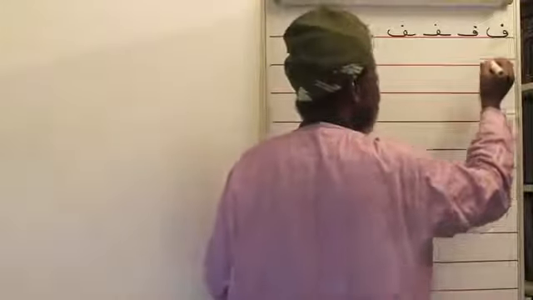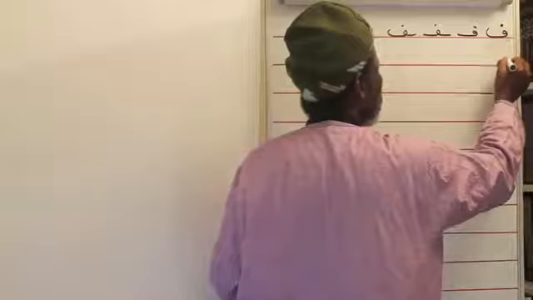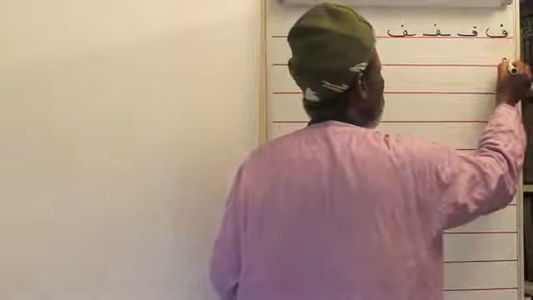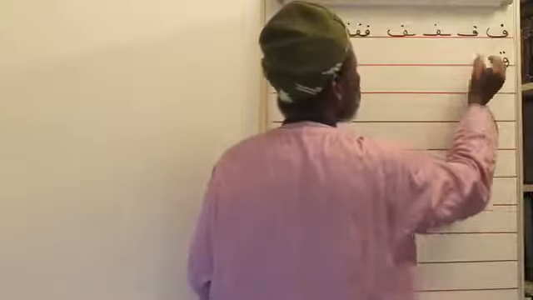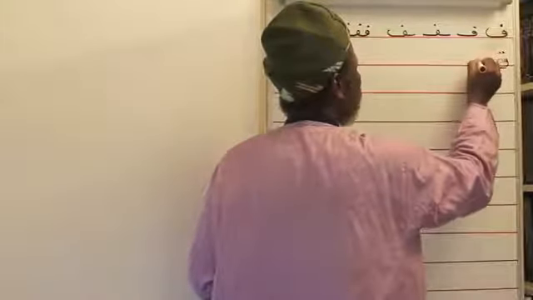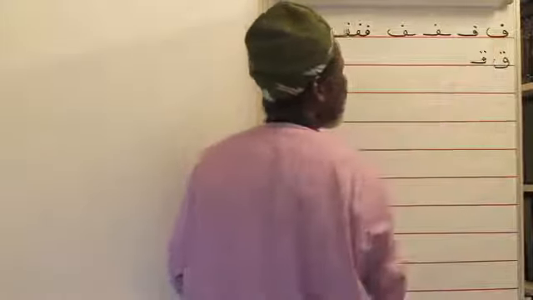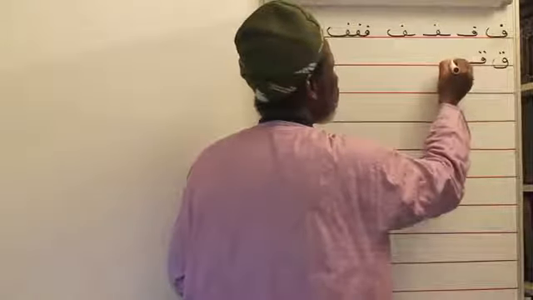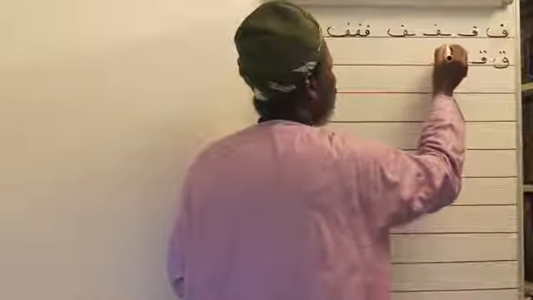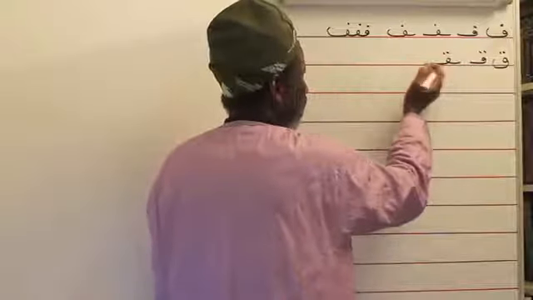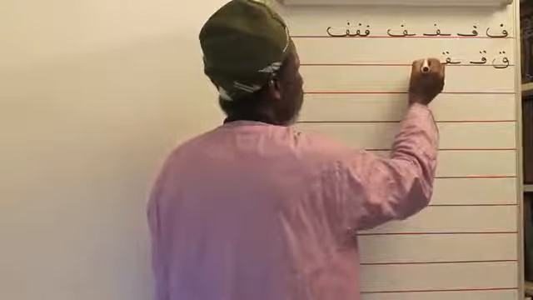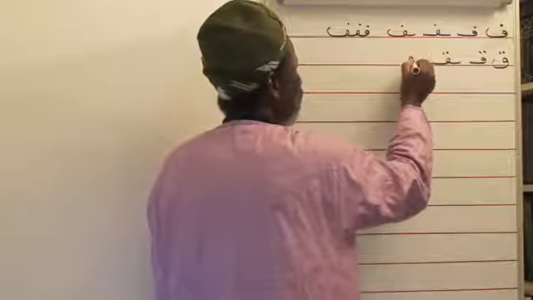Qaf, slightly deeper than Fa. So we start clockwise, slightly deep, dot, and Qaf. The beginning sits on the line, the middle sits on the line as well, with the extension coming from the previous one, extension ready for the final format, extension, and then Qaf.